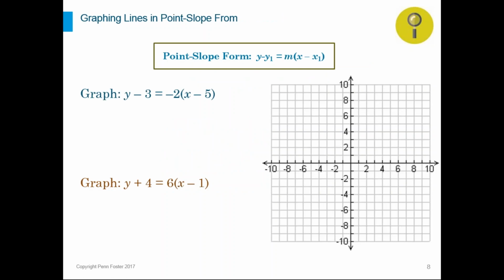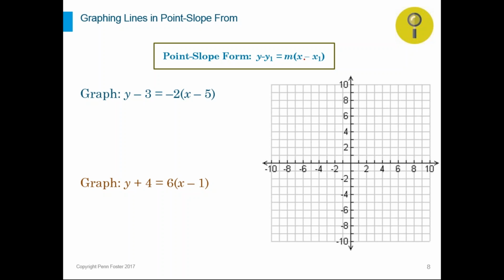Okay, let's move on to a different form. So this form is an equation for a line. It's nothing different, but the way you set up the equation is different. The point slope form uses one point that the line goes through, and also the slope of the line, to come up with the equation of the line.